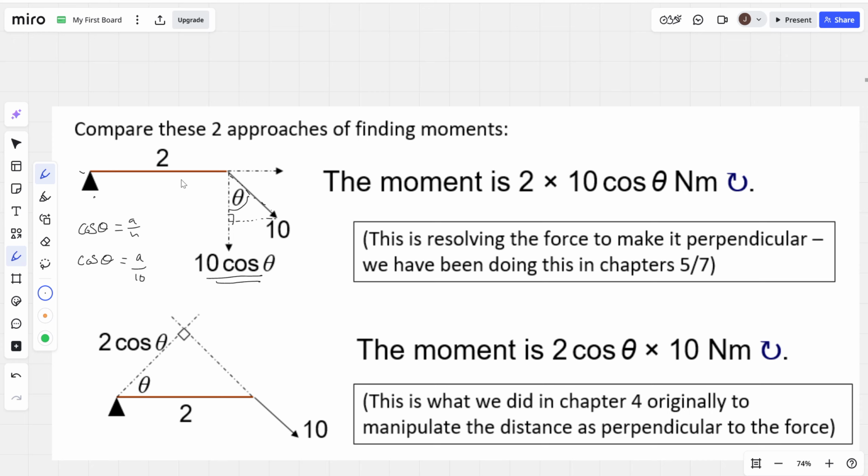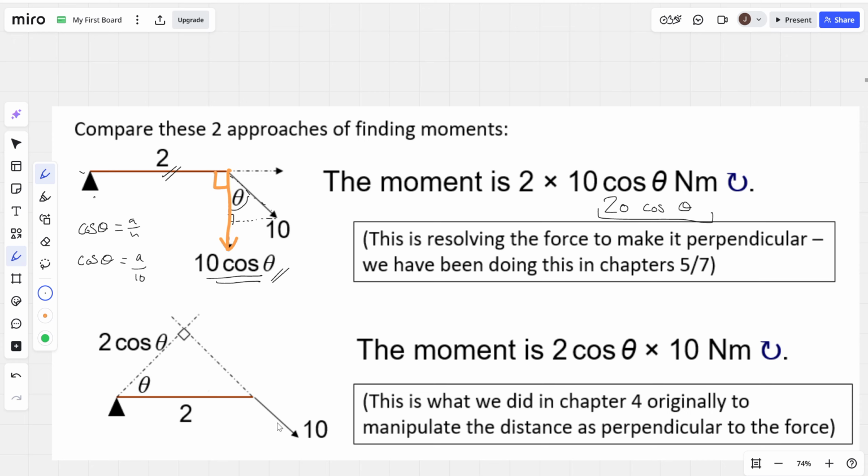Now, why would I be doing that? Well, the idea is that when you have the force and the distance perpendicular to each other, you can multiply them. So you would do 2, and you'd multiply this one here. Okay, so the moment would be 20 cos theta Newton meters. Okay, so this is one way that you could do it. You might think this is a little bit more like what we've been doing in chapter 5, say, but with a slightly different triangle.